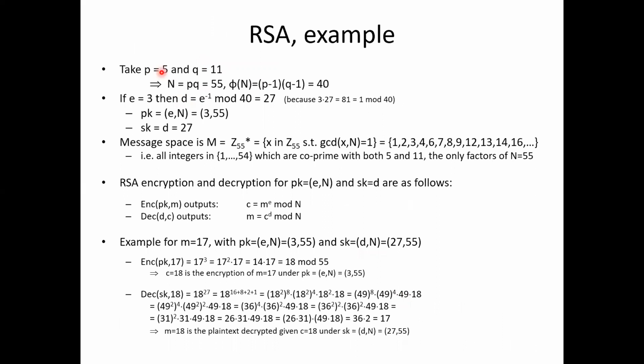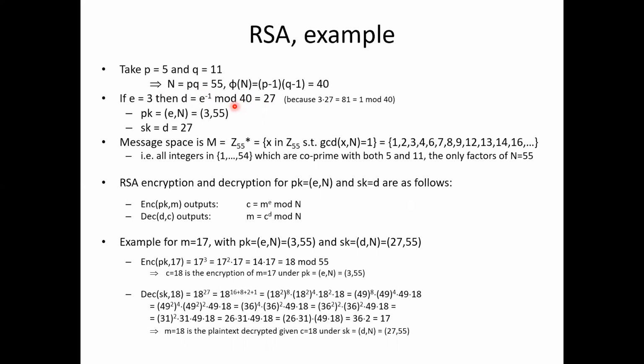I take P = 5 and Q = 11, the 2 primes. My n is 55. Phi of n is (5 minus 1) times (11 minus 1), so 4 times 10, 40. If E is 3, so I checked this correctly, the 40 and 3 are coprime. I can compute this multiplicative inverse of 3 mod 40. It happens to be 27.